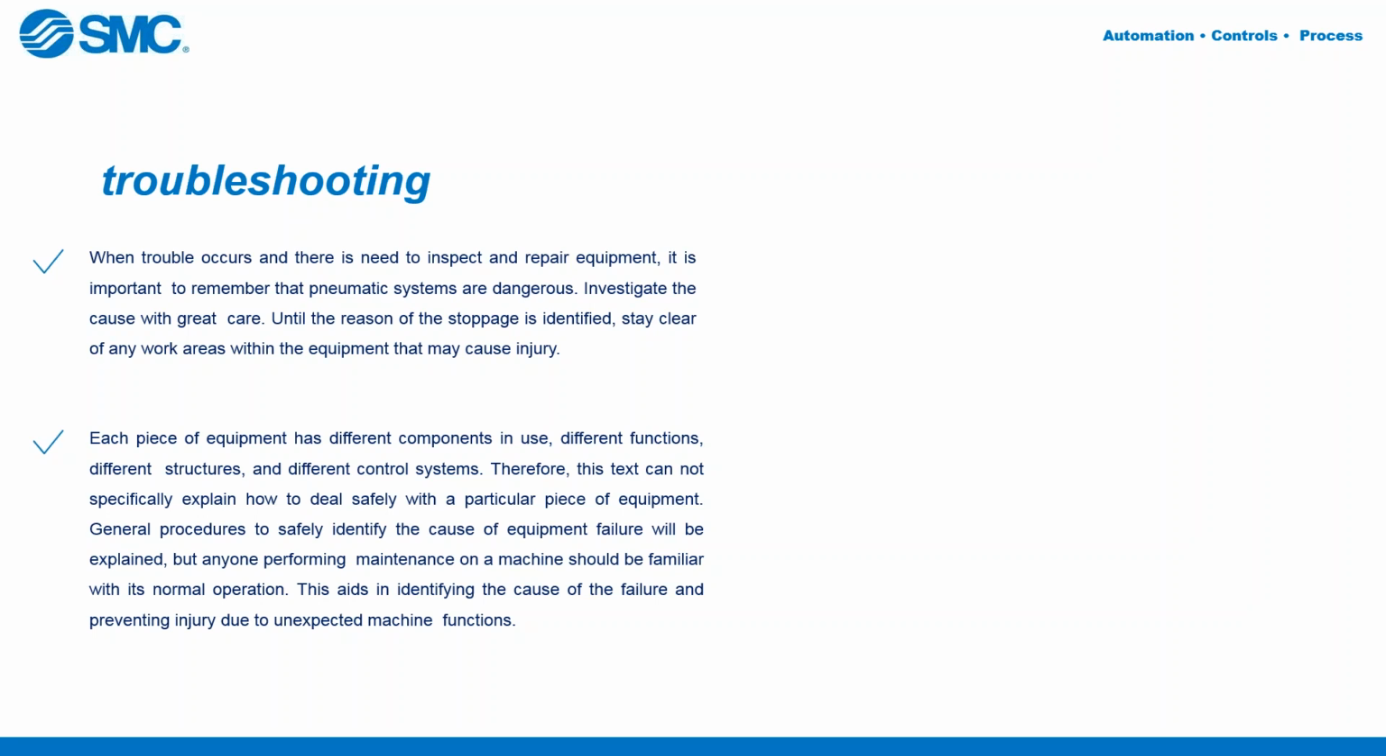So obviously we can't foresee every possible scenario. So generally, you want to make sure that we ask questions, that we get help, we talk to people who are familiar with the particular piece of equipment, and make sure that we know someone or someone is helping us who is very familiar with what normally should happen. And that will also aid in identifying the cause of failure as well as preventing any injury due to unexpected motion.